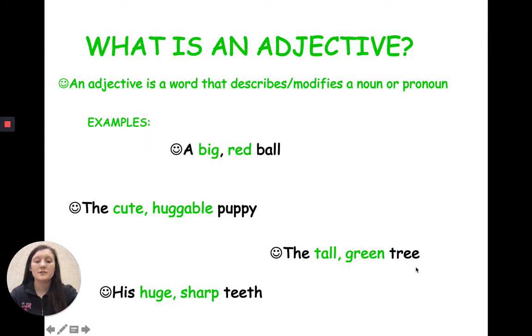So tree is our noun. Again, it's a thing, and we're saying that the tree is tall, and we're also describing the tree as the color green. And last example, his huge, sharp teeth. So teeth is our noun, and we're describing the teeth as being huge and also being sharp.